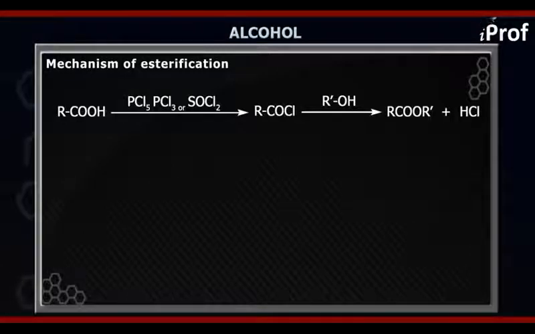So we add either PCl3 or PCl5, or we add SOCl2 to the carboxylic acid, that is RCOOH, and it forms RCOCl. Now this RCOCl reacts with the R-OH, and hence it forms ester, that is RC double bond O, OR dash, and HCl is eliminated.